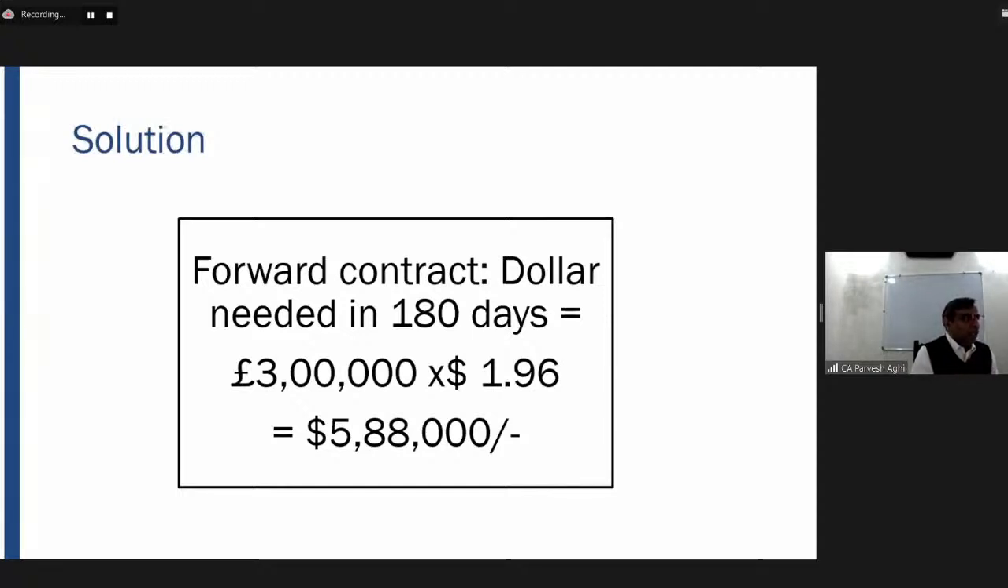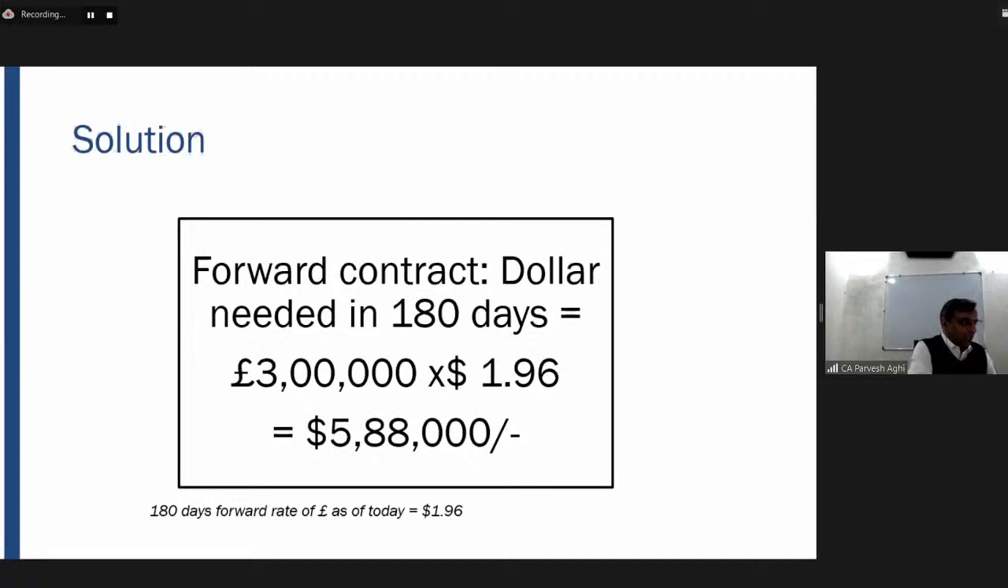Dollars needed in 180 days. We know that 3 lakh pounds multiplied by 1.96 is the rate. The 180 days forward rate of the pound is 1.96, so 1 pound is equal to $1.96. Since the quote is direct, if 1 pound is equal to $1.96, then 3 lakh pounds would be simply multiplied by 1.96. So we get $5,88,000.